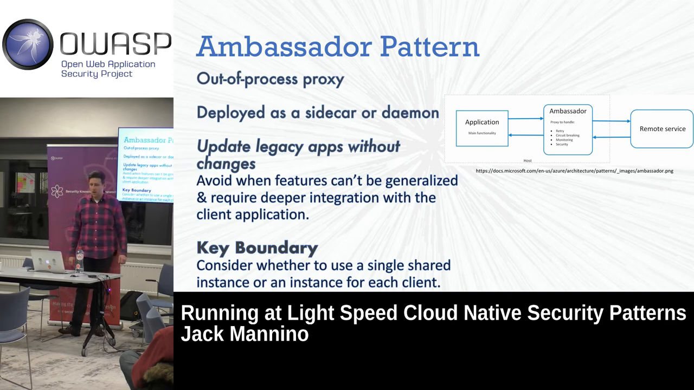The ambassador pattern is similar. Generally, you can use an ambassador as a proxy, right? It's a little bit different, but you're generally using something like an ambassador in front of legacy services to keep them around a little bit longer. You could actually have an ambassador that proxies multiple applications. But a key boundary there is figuring out how you want to share those between apps. One interface, I mean, one single point of attack, for better or worse.